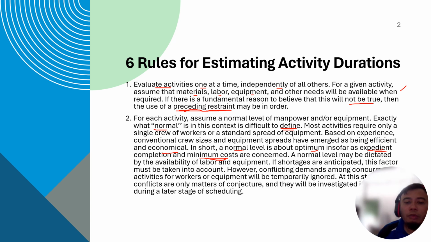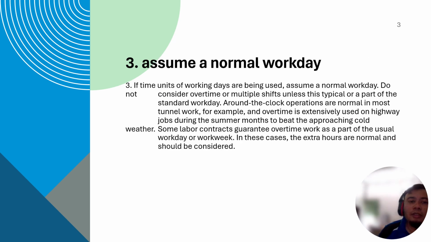However, conflicting demands among concurrent activities for workers or equipment will be temporarily ignored. At this stage, conflicts are only matters of conjecture, and they will be investigated later during a stage of scheduling. So you can leave out all these restraints first. Just assume your actual normal duration and normal manpower to estimate the duration for your activity.